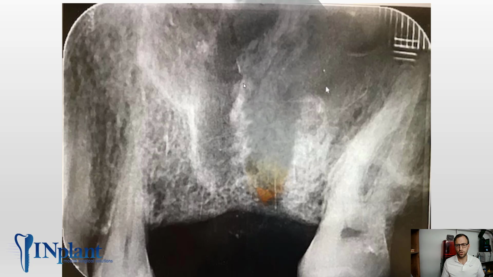But either way, debris is always expelled out. We want to use particles that are not going to be too big to block that ostium. That's where we're going to get into some trouble. So we avoid that completely. If we get a tear, we're not going to cause a blockage of the ostium.